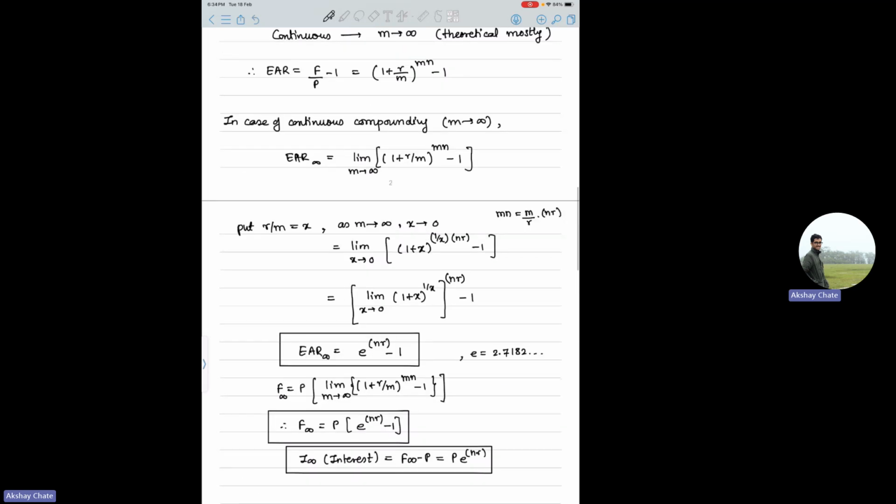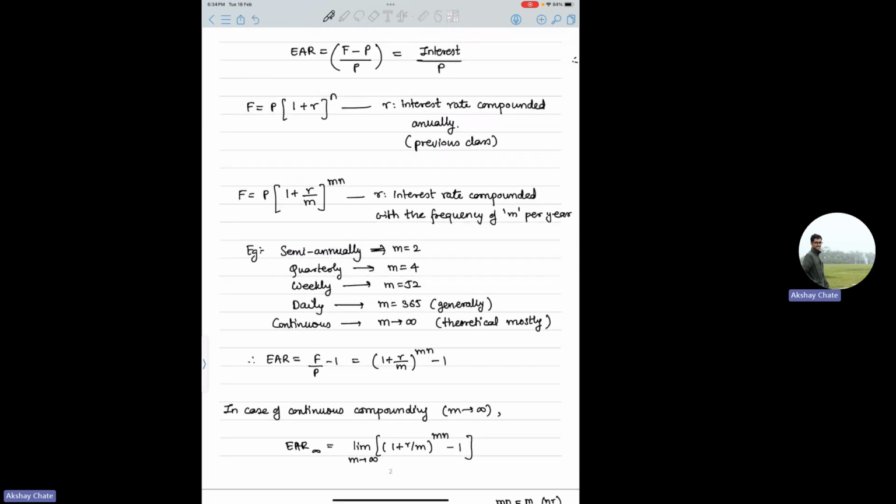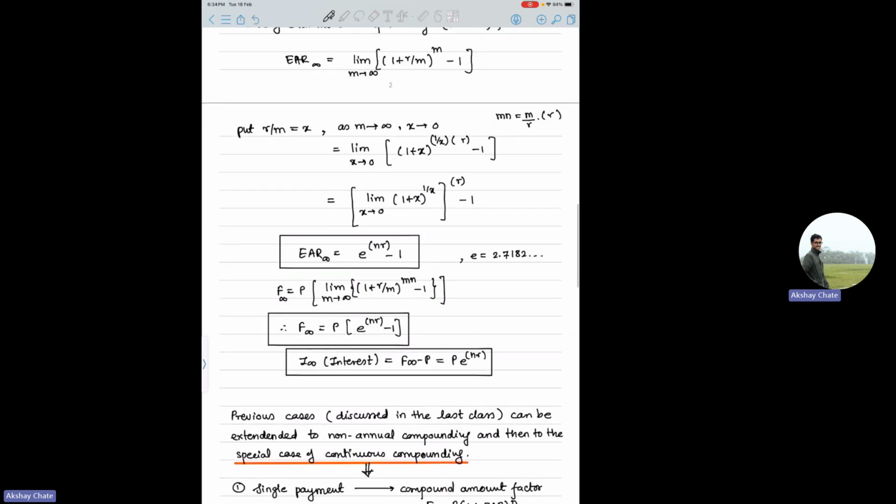See, since this is the annual rate, right? Yeah, the mistake is here. See, this F formula is for any number of years. But when you talk about EAR, it implies that you have to take it for n equal to 1, right? Then only it will be annual, no? So that's why this n doesn't come into the picture anywhere. Yeah, okay. So that is one thing that I missed.